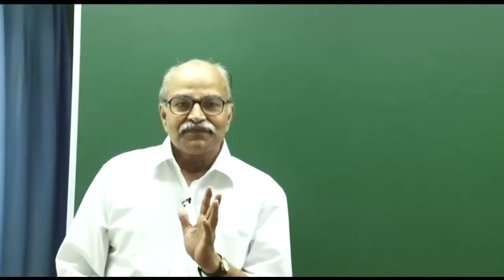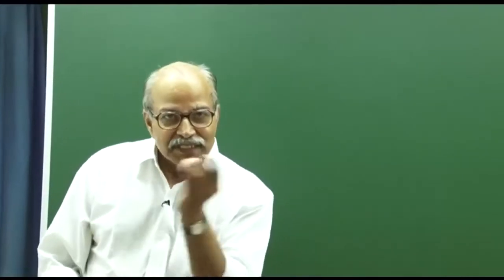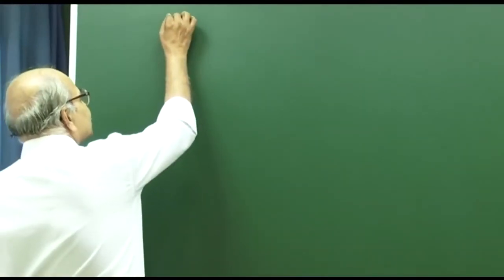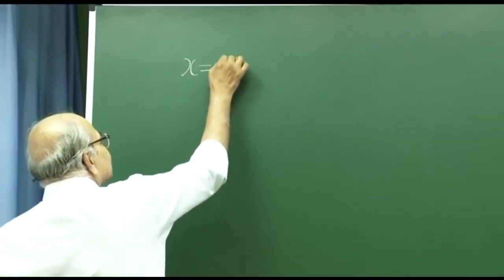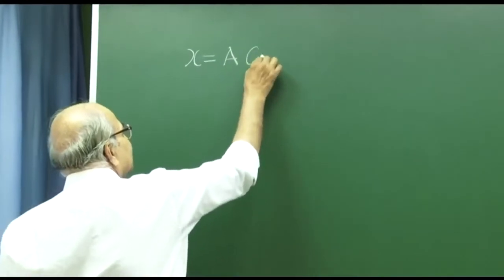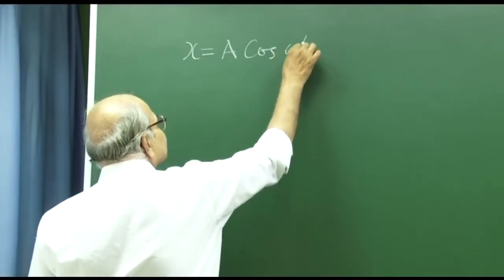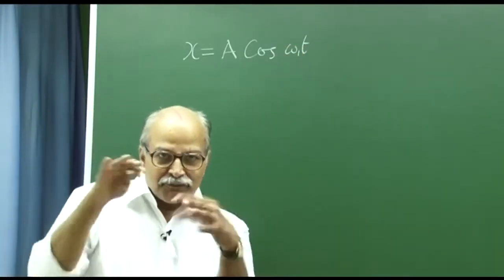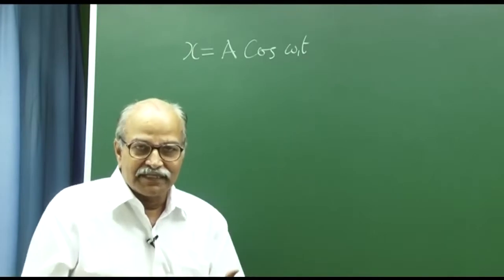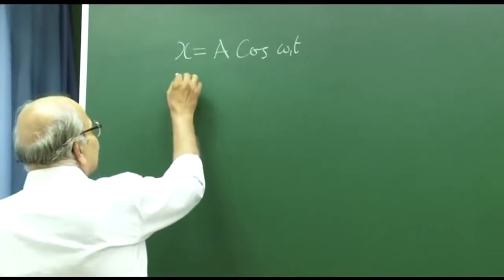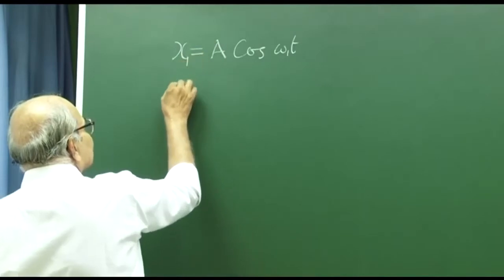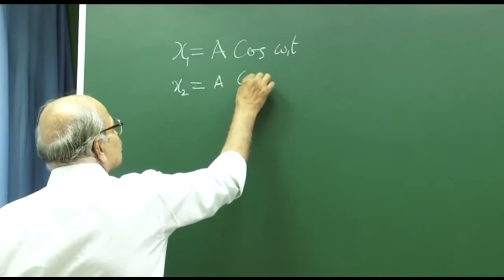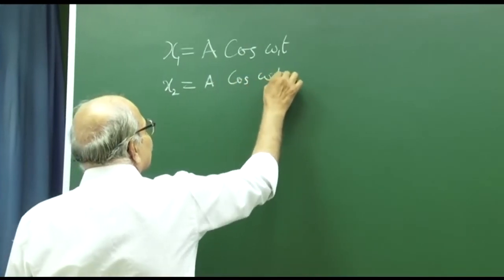So, let us suppose I have an object which is given oscillations because of some force, and that oscillation is, let us say, x1 = a cos(ω1 t), and then there is some other force system which gives it another frequency, and that is, let us say, x2 = a cos(ω2 t).